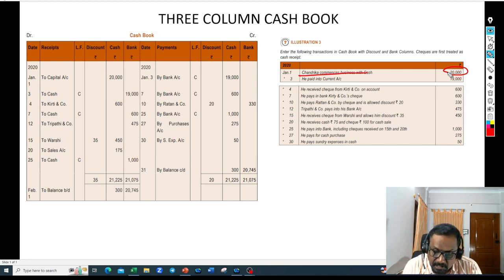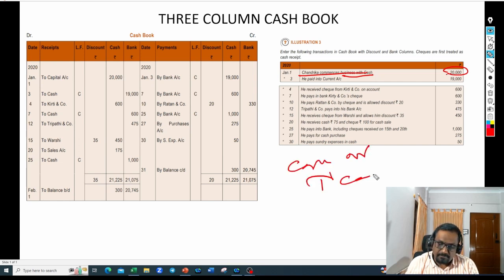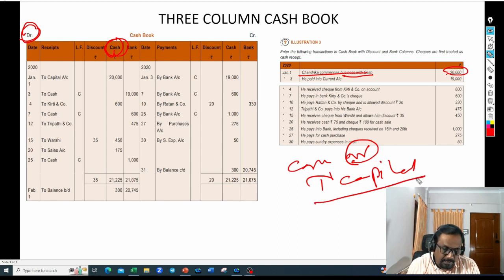Okay. Chandrika commences business with cash 20,000. So the entry is cash account debit to capital account. Cash account is debited, so on the debit side of the cash column you need to write. That is how you need to always start thinking. What am I supposed to write? To capital account, 20,000 in the cash column. I mentioned this amount. Are you clear? Right. Next.